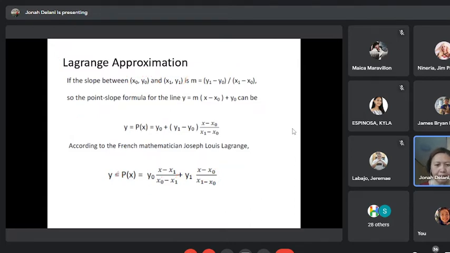So if we examine this, y is equal to p of x. So whatever would be the value of x, we can solve for the value of y. It is equal to, notice, y0, y1. In the denominator, x0 minus x1. Here, the denominator is x1 minus x0. In the numerator, x minus x1, that goes with 0. Here, x minus x0, that goes with 1.